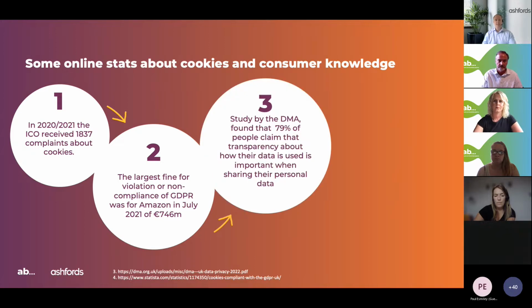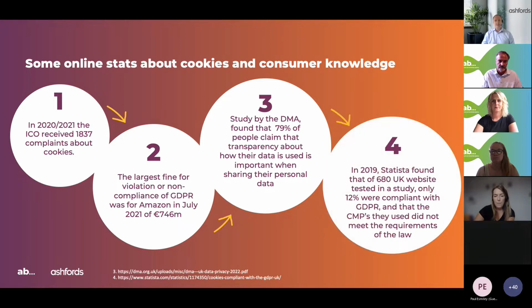Thirdly, a study carried out by the DMA shows that a very high percentage of individuals, 79% of consumers, deem it's important to know how their personal data is being used by companies at the point that they're sharing it. So there's a real element of trust here. This is very important so that we're being transparent and showing that we're being transparent about the use of data. And finally, in 2019, a study by Statista found that only 12% of the 680 UK websites that they reviewed were GDPR compliant, and that the consent management platforms they were using did not meet the legal requirements. So right through the chain, we're seeing a lot of lack of awareness, dissatisfaction from consumers, and ultimately businesses not necessarily understanding their compliance requirements.